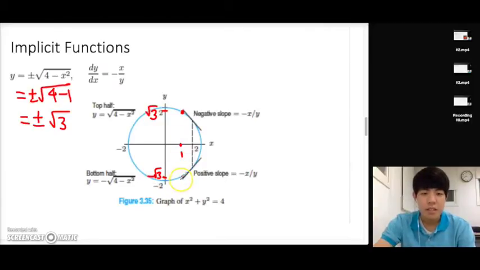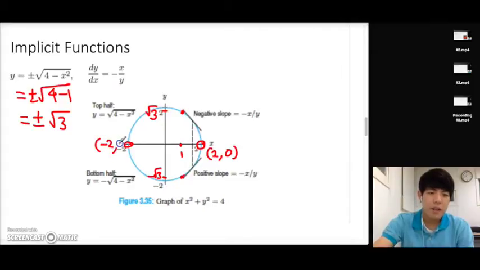So at these 2 points, the derivative values, or the slope, would be different. Here in the first quadrant, the slope would be positive, and in the fourth quadrant, the slope would be negative. So using this method, we will be able to find the derivative of every single point of this circle except for 2 points, which are here (2, 0), and here (negative 2, 0).